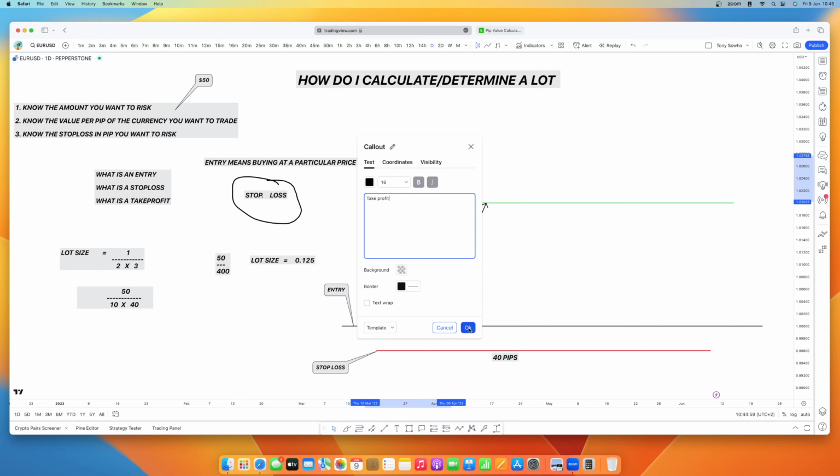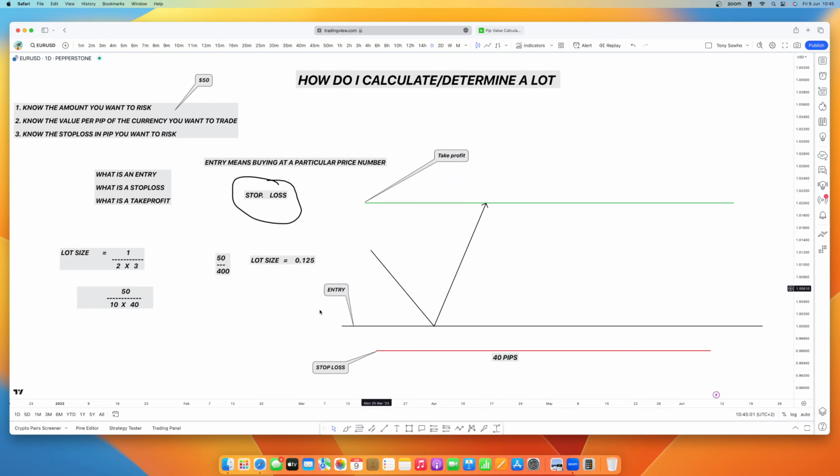So this is entry, this is stop loss, and this is take profit. And then how do you calculate your lot size? I've told you how to calculate your lot size and how to determine it exactly. So I've explained to you what a currency is, what a currency exchange rate is. I've explained to you what a pip is, what a pipette is, and what a lot is, and how to calculate the lot size to use.